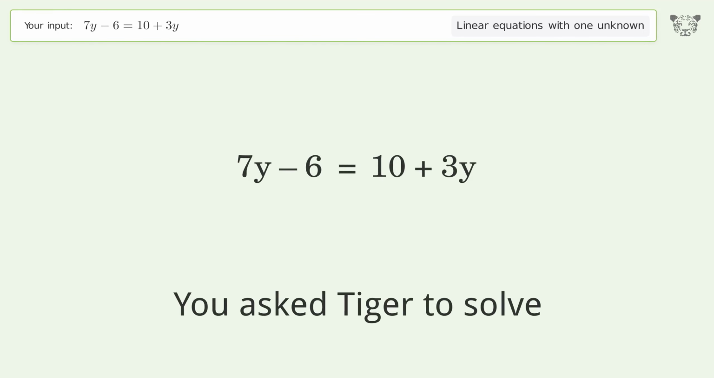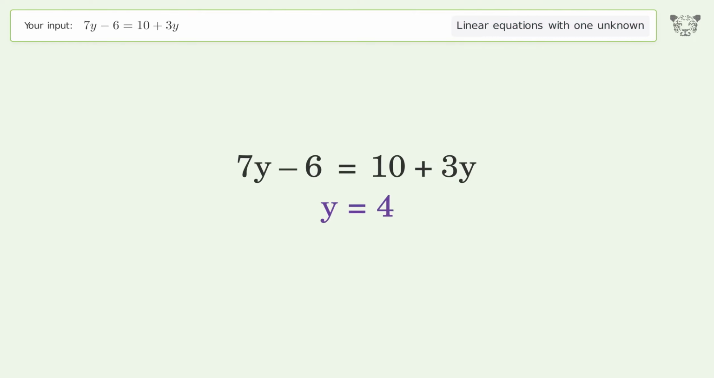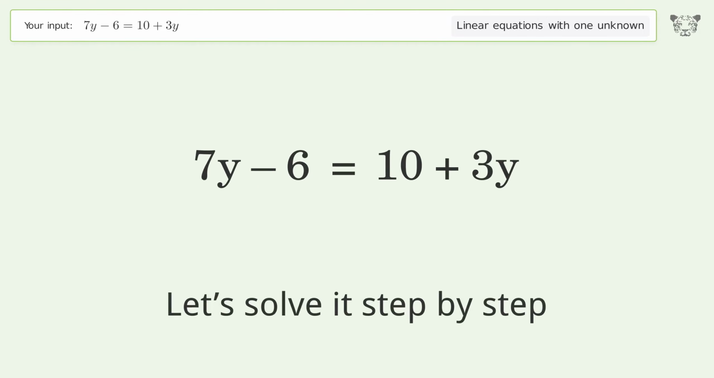You ask Tiger to solve. This deals with linear equations with one unknown. The final result is y equals 4. Let's solve it step by step.